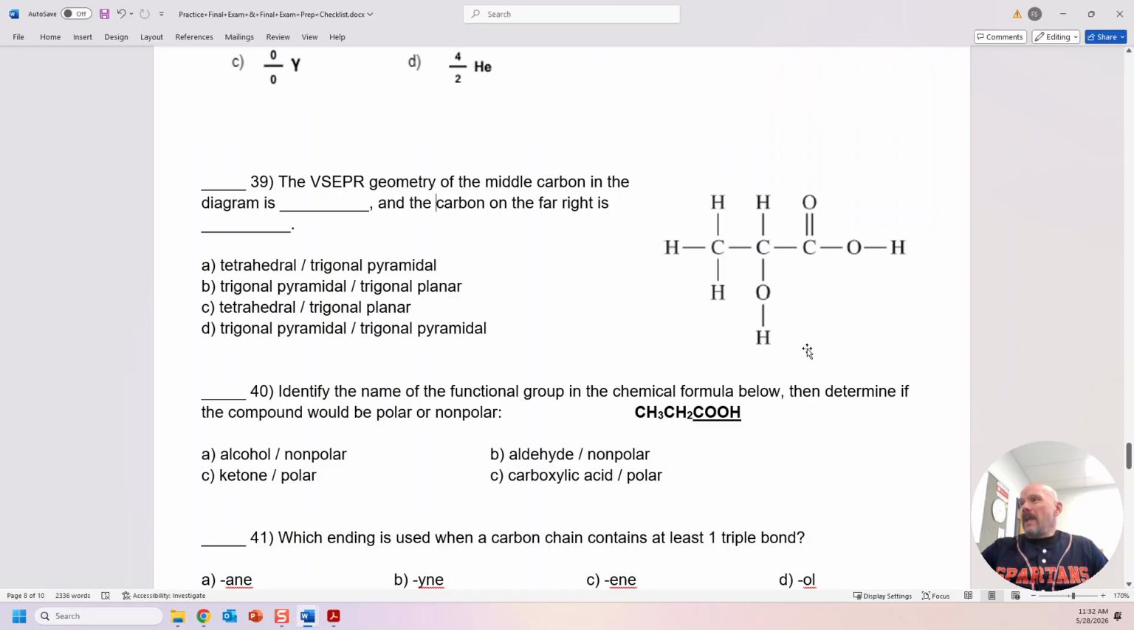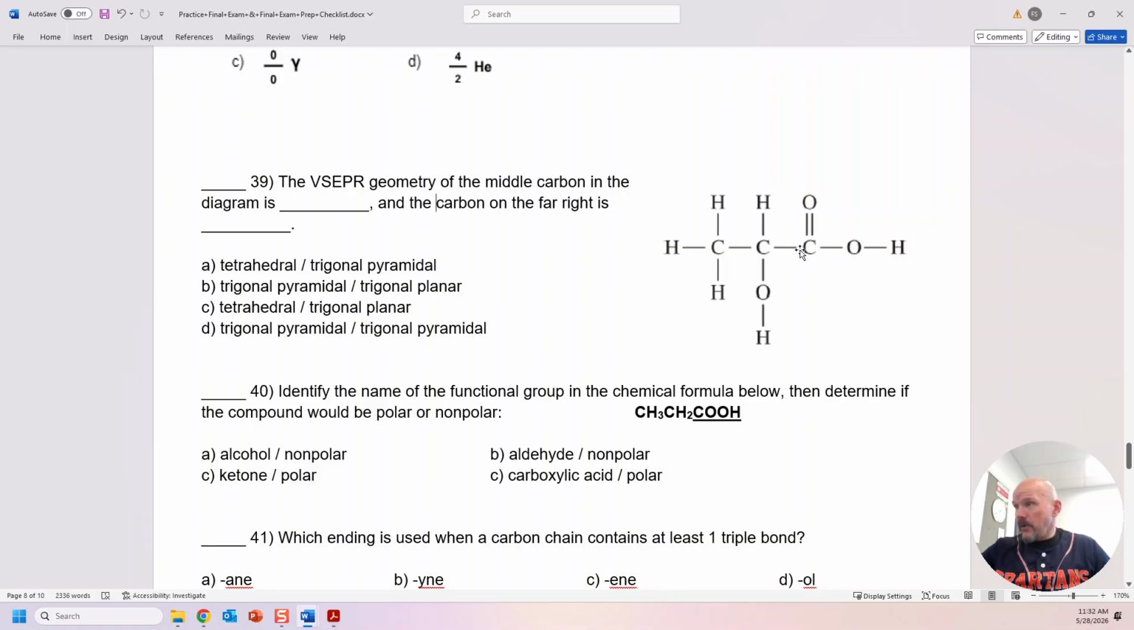Okay, so we have an organic molecule here. Hopefully we notice that OH group's an alcohol group, or a hydroxyl group, if you want to call it that way. But we also have the carboxylic acid group, or carboxyl group, which is the double bond O and the OH on the same carbon. But this is asking about VSEPR theory, so the shapes around the different carbons. So the middle carbon has 4 bonding domains around it, so it's tetrahedral. But the carbon on the far right has only 3 bonding domains, so it's trigonal planar.